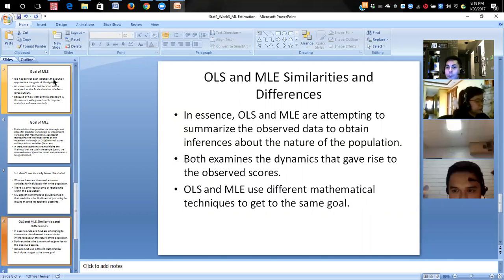But again, in our research, we can never study the entire population. It's so expensive. What we always get is a sample, which is the best representation of the population of interest. So both OLS and MLE examine the dynamics that gave rise to the observed score. This is very important, because one of the critiques of a lot of publications is that we always assume that it's a linear relationship.